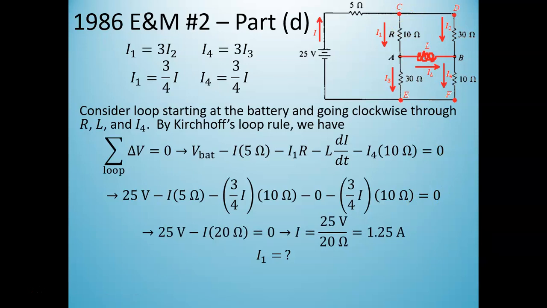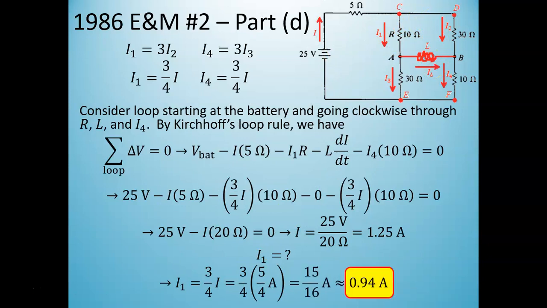And now that we recognize that, remember the whole point of this was to figure out the current going through the resistor. So now that we have all that, we plug in that 1.25 amps and we get about 0.94 amps for that current going through the resistor labeled R. Actually 0.9375 amps, but we rounded it using sig figs, assuming that they meant 2 sig figs on all of these.